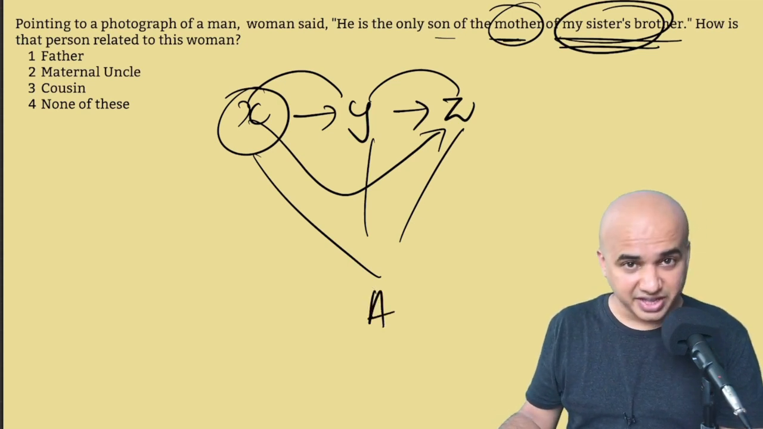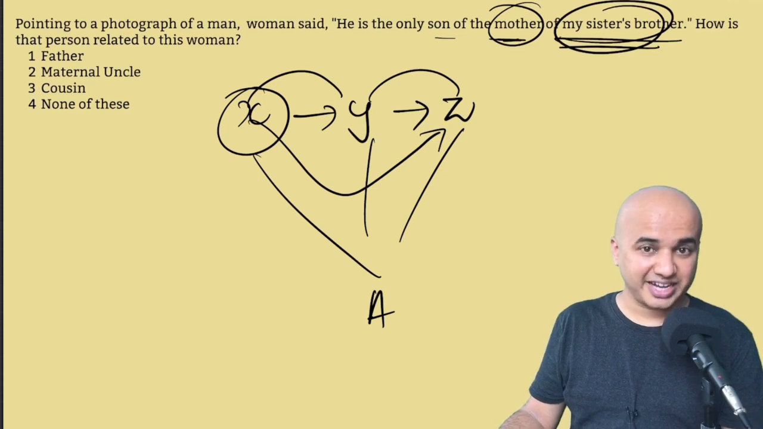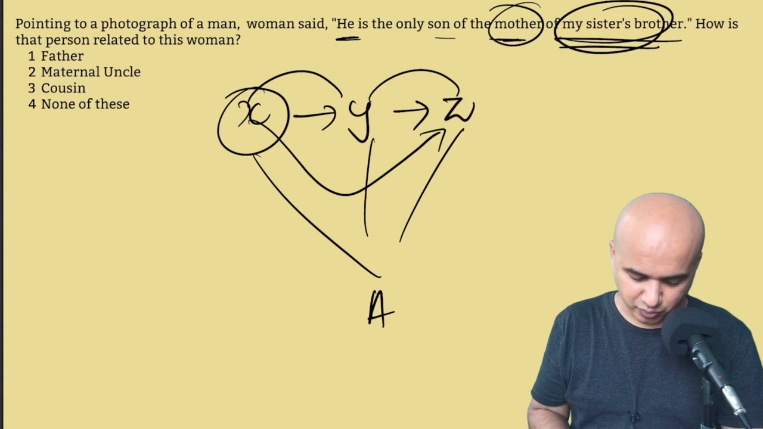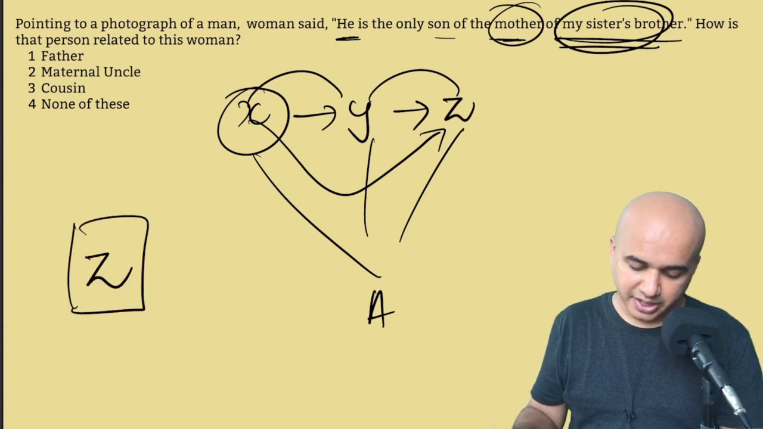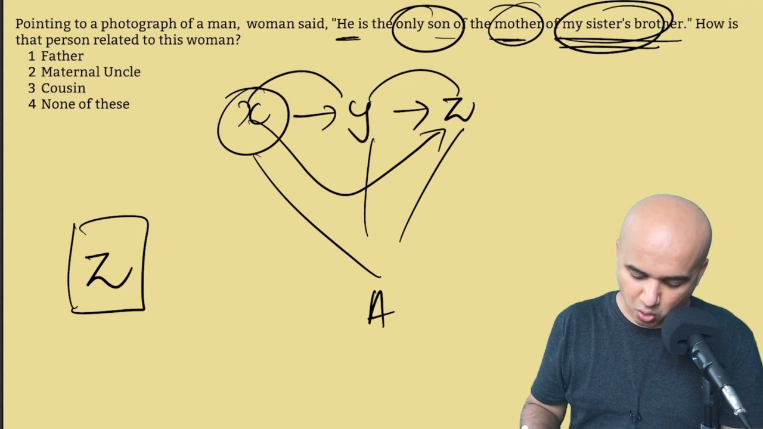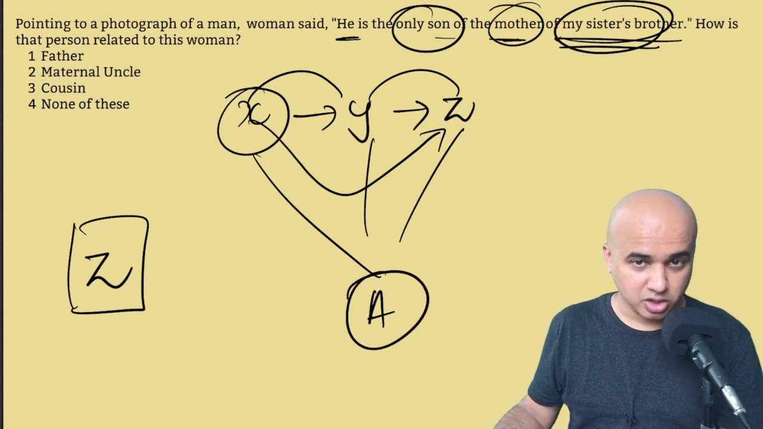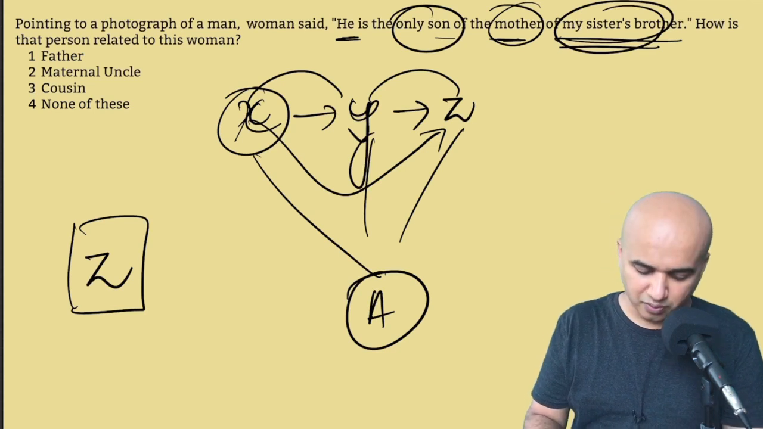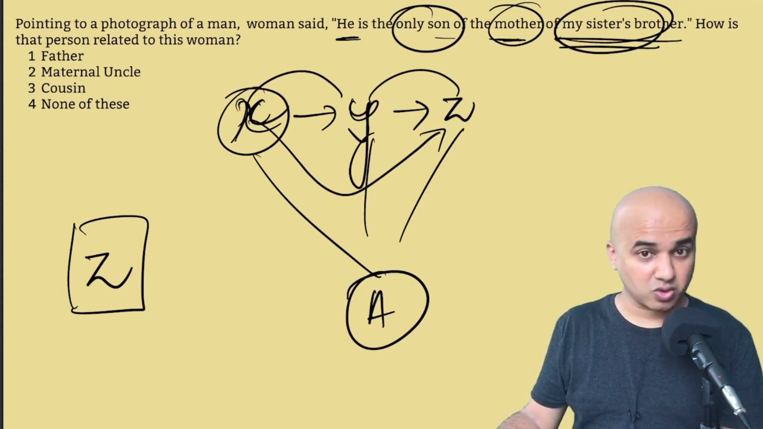Now what is she saying? Now let us redefine her statement. She is saying this fellow, whoever is in the photo, Z, is the only son of the mother of my sister's brother. Basically what she is saying is, only son of A, who is in fact the mother of X, in fact the mother of X's sister Y, and also the mother of Y's brother Z, who is also brother of X. I hope there was no confusion.